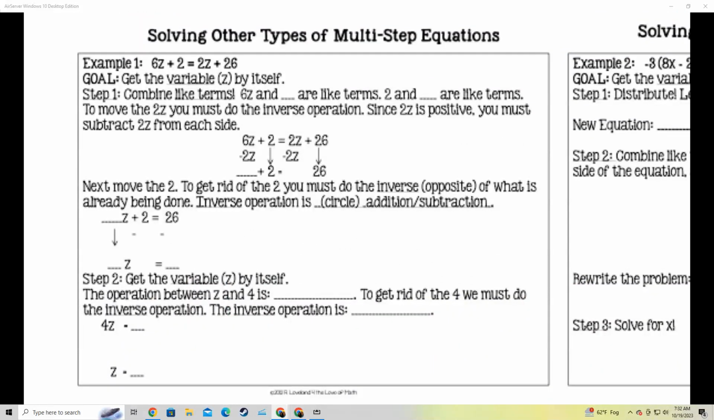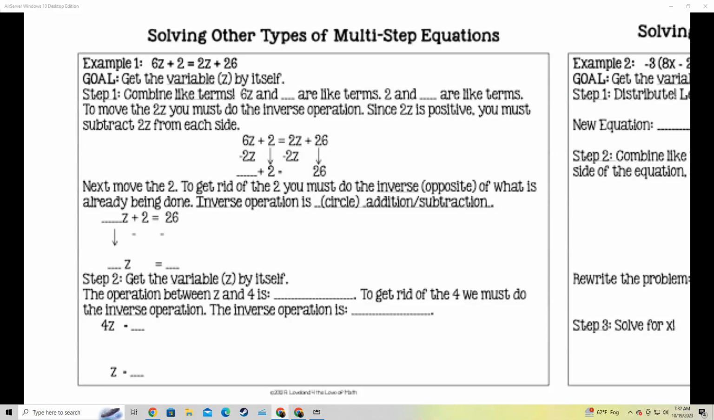Example 1, I want to solve 6z plus 2 is equal to 2z plus 26. I want to get the variable z by itself. All right. Hey, this one's a little bit different because I have z's on each side of the equal sign. So in this case, when they say combine like terms, I really don't like that. What I really want to say is get all the z's on the left and get all the numbers on the right, or vice versa, right?